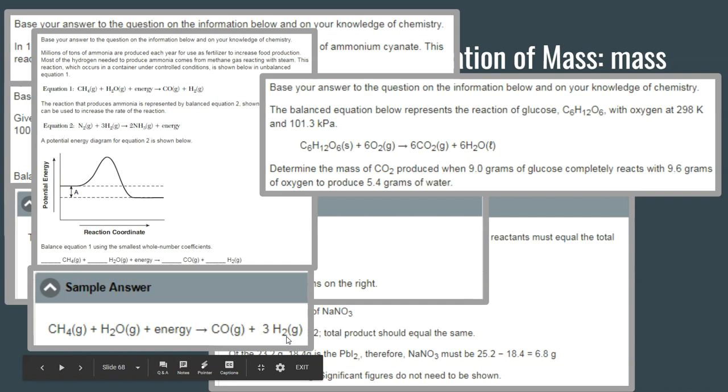The balanced equation below represents the reaction of glucose with oxygen at 298 Kelvin and 101.3 kilopascals. Determine the mass of carbon dioxide produced when 9 grams of glucose completely reacts with 9.6 grams of oxygen to produce 5.4 grams of water. You see that word completely reacts, that means that conservation of mass is present. So we have 9 grams of glucose reacting with 9.6 grams of oxygen to produce 5.4 grams of water. It's unknown how much mass of carbon dioxide is produced, so we're going to call that X.